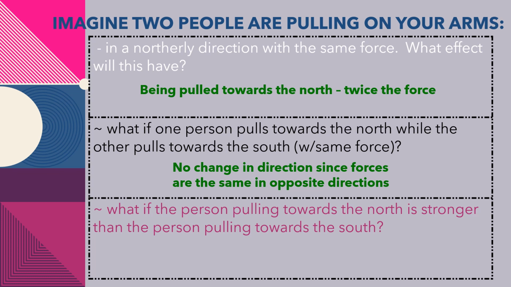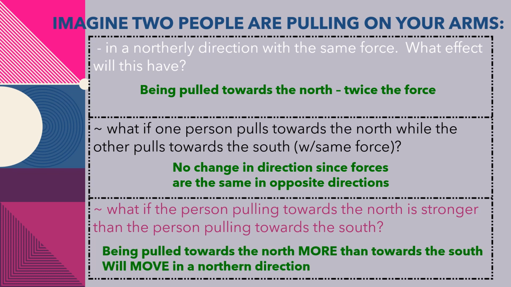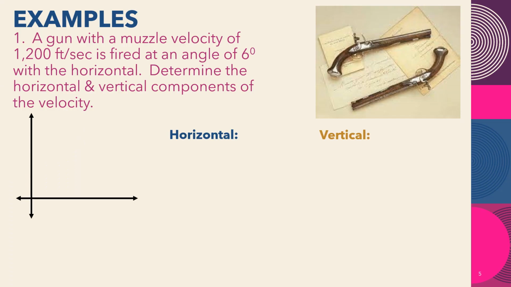You're not going to change direction because they have the same force in opposite directions. And then our last example: what if the person pulling towards the north is stronger than the person pulling towards the south? Well, then of course, you are going to end up moving more towards the north direction than the south direction. You're going to move in a northerly direction. Okay, I think we got all that down pat.